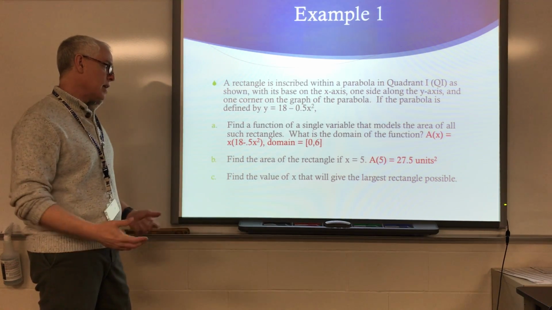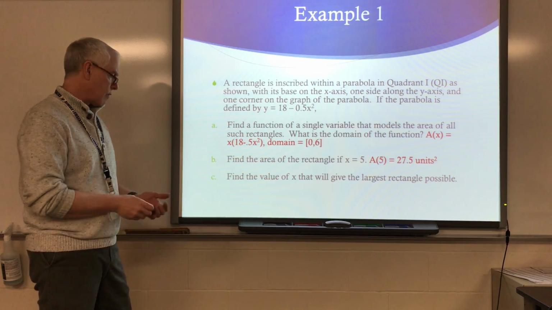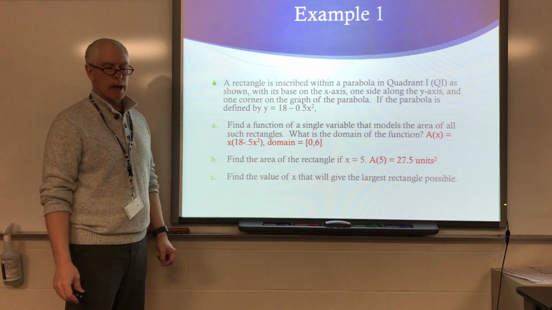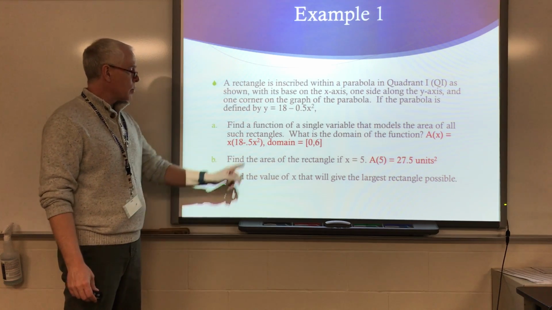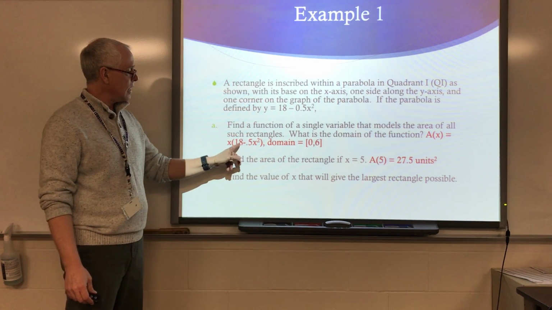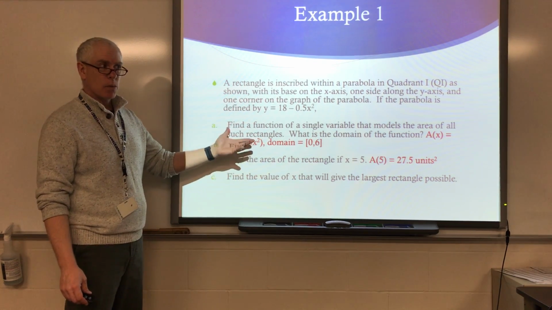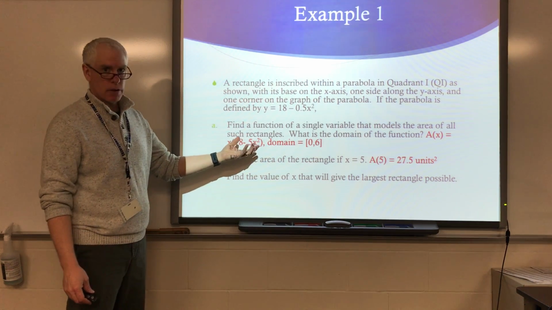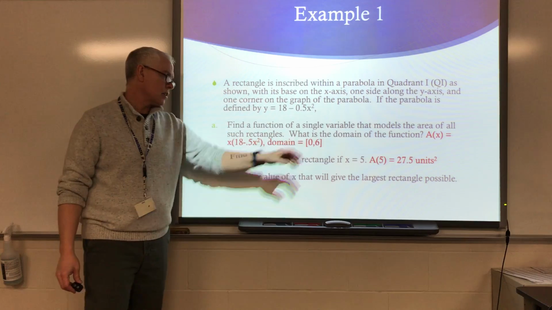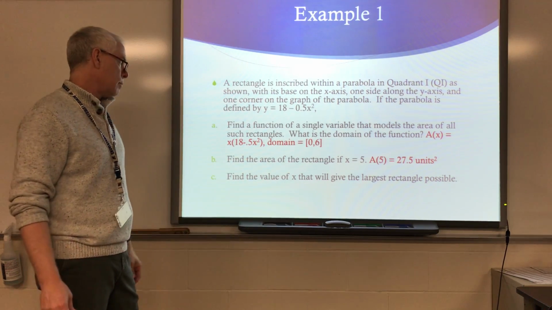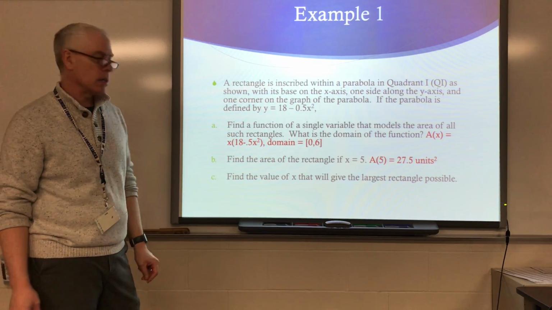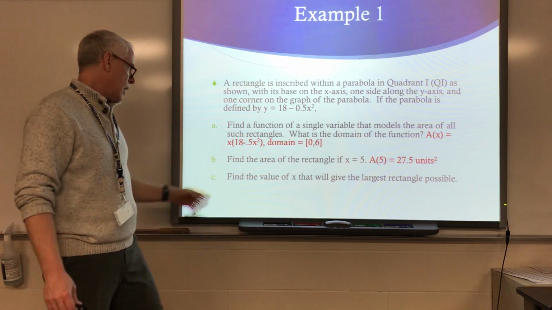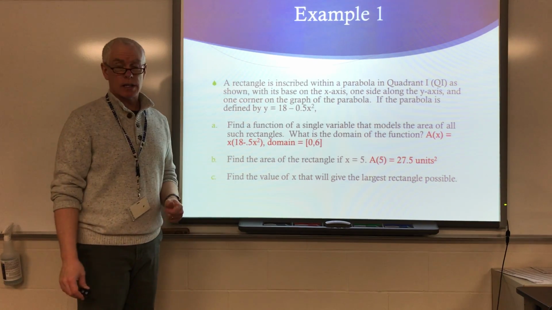Now the domain, 0 to 6. Well, if I put in a 0, I'm going to get 0 for an area. So I don't want to go any lower than that or I'm going to get negative numbers. And if I put a 6 in over here, I get 18 minus 18, which is also 0. So if I go any higher than 6, I get a negative area. So that is the relevant domain here. Typically I can put in whatever number I want, but to make it make sense in context, I need to stop at 6.